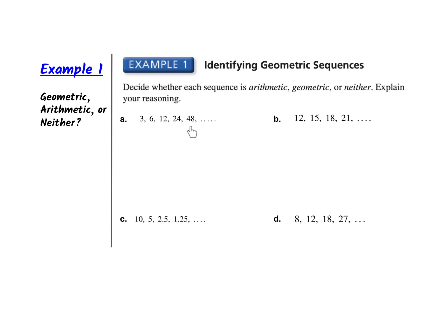So from 3 to 6, 6 to 12, 24 to 48, we need to decide whether or not it's arithmetic, geometric, or neither. Arithmetic means we're either adding or subtracting. Geometric means we're multiplying or dividing. And then neither means we have none of them. It means we're not adding, subtracting, or multiplying and dividing. And so let's dive in here on part A.